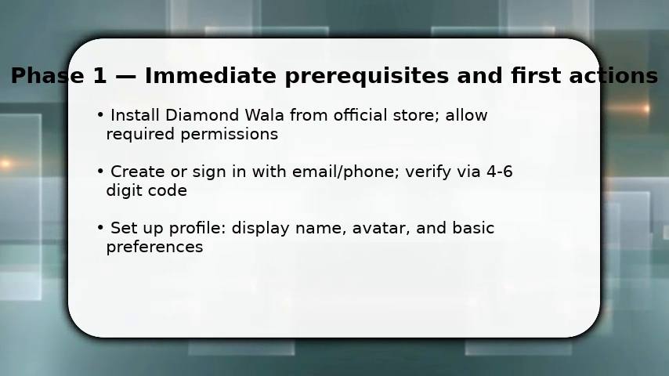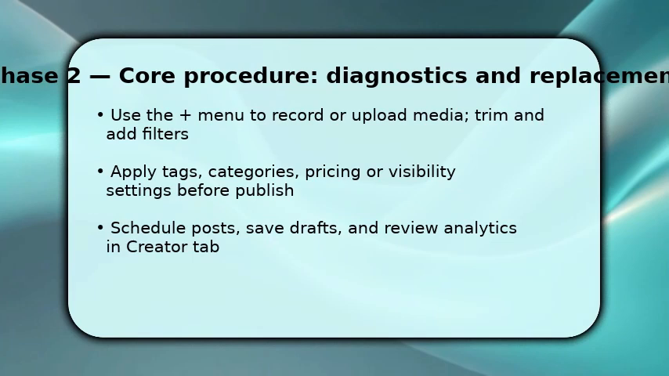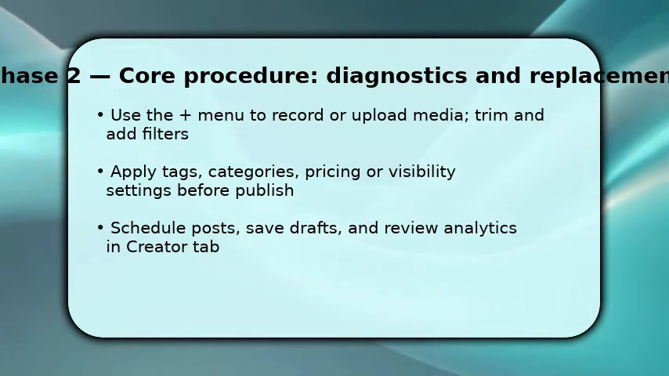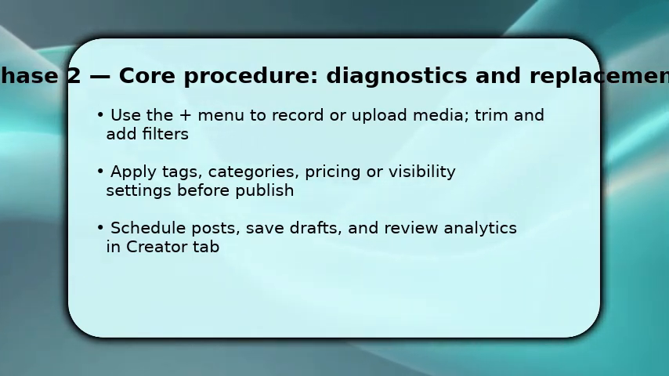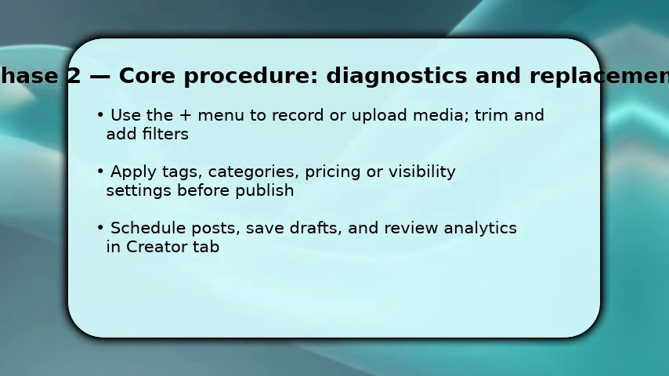You'll now create and refine content. Tap plus, choose record or upload, then trim clips and apply filters. This shapes viewer attention. After edits, add tags and select a category so discovery algorithms place your item correctly.